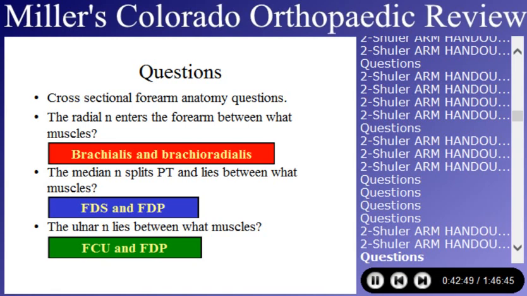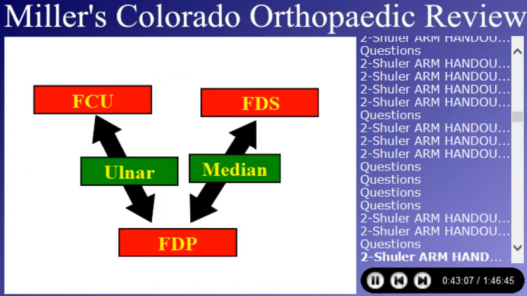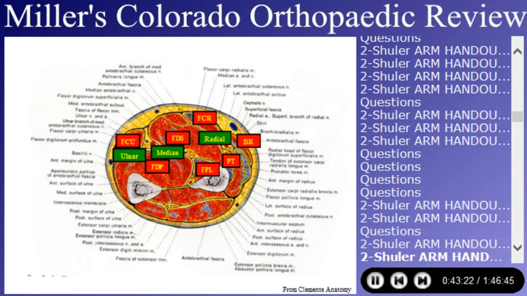Go down to the forearm, cross-sectional anatomy, forearm questions. Radial nerve enters the forearm between what muscles? Brachioradialis and brachialis. Median nerve splits the pronator teres and lies between what muscles? FDS and FDP. Ulnar nerve is just the opposite, FCU and FDP. And I put this diagram in just to help you out. Between the FCU and FDP, ulnar nerve, FDS and the FDP, median nerve. Just look at your cross-sectional anatomy. Get those relationships down. Shown here. FCU, FDP, between that is the ulnar nerve, shown here. FDS, FDP, median nerve.